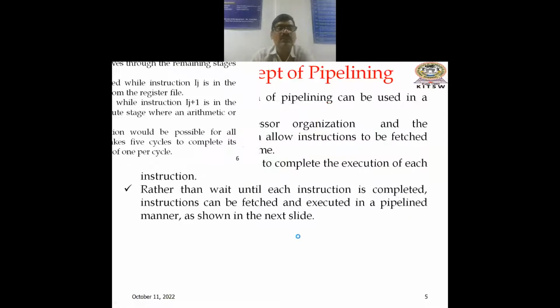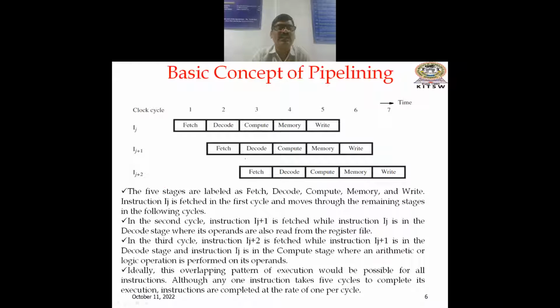This is an ideal situation. If you take this, these are the clock cycles: clock cycle 1, 2, 3, 4, 5, and these are the three instructions Ij, Ij plus 1 and Ij plus 2. We already know that every instruction will go through these five stages to complete its execution: fetch, decode, compute, memory, and write. These are the five stages. In the first cycle, the instruction Ij is fetched and moves through the remaining stages in the following clock cycles.